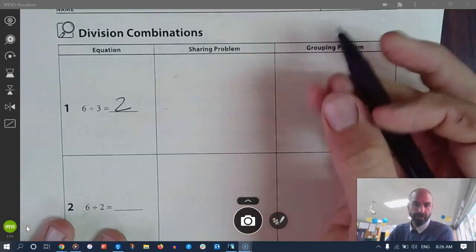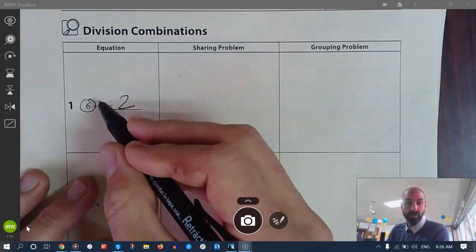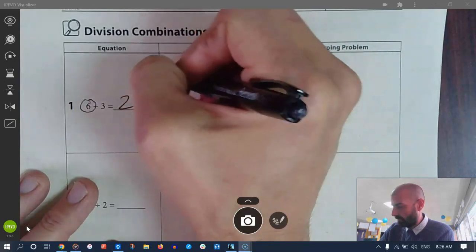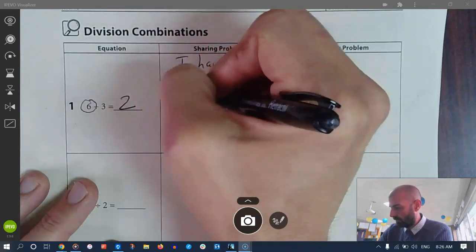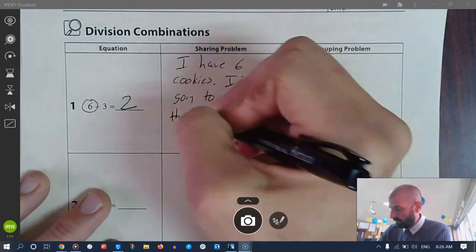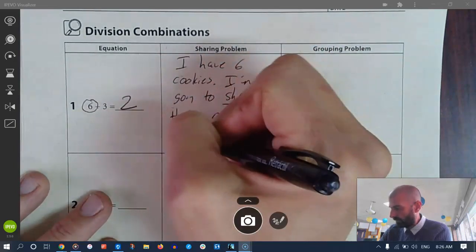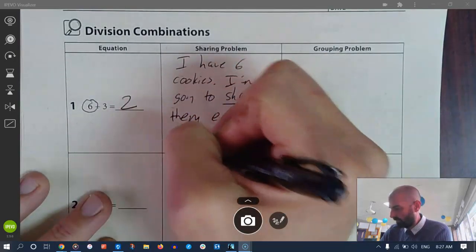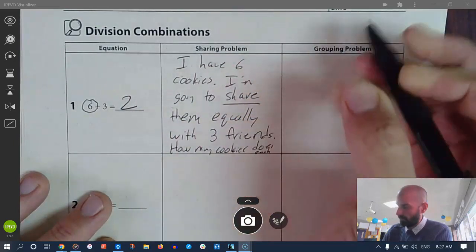And let's think about sharing problems. So sharing means that I have my number here, my dividend, and I'm going to share it by the divisor. What does that mean? So I have 6 cookies. I'm going to share them, compartir, equally with 3 friends. How many cookies does each friend get?